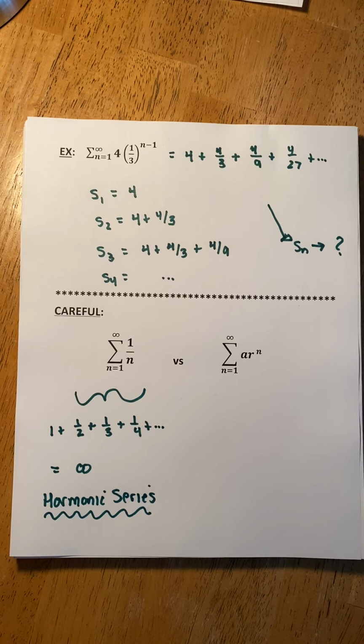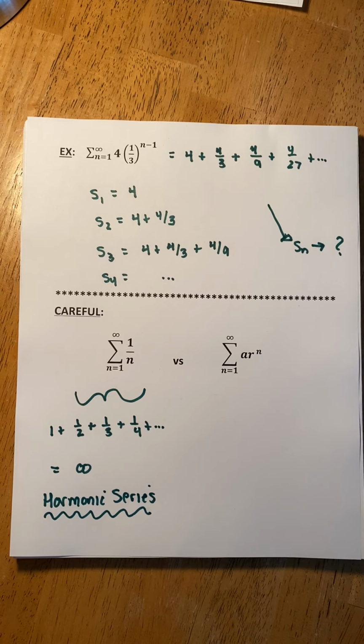So the nth partial sum is going to be the sum of the first n terms. So this would be the first term, this would be the second term, ar squared is the third term, ar cubed is the fourth term. Right, so the nth term would be ar to the n minus 1. So if I looked at the eighth partial sum, we'd go up to ar to the seventh. If I looked at the 10th partial sum, it would be a plus ar all the way up to ar to the 9th.